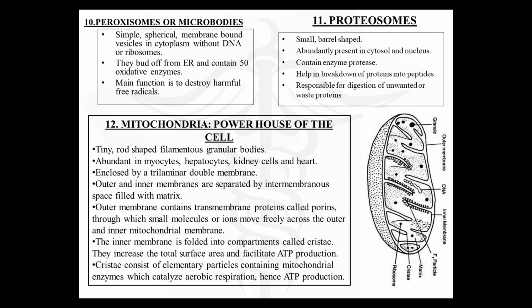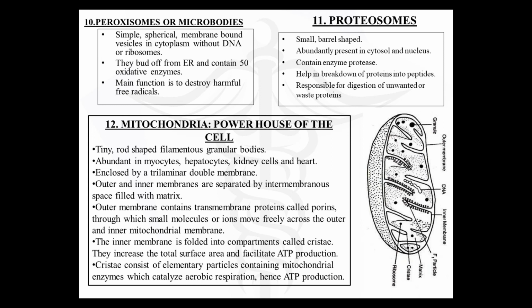The outer and the inner mitochondrial membranes are separated by intermembrane space, which is filled with fluid called matrix. The outer mitochondrial membrane contains transmembrane proteins called porins. Small molecules or ions move freely across the mitochondria and other intermembrane space through the porins. Inner mitochondrial membrane is folded into several compartments called cristae.